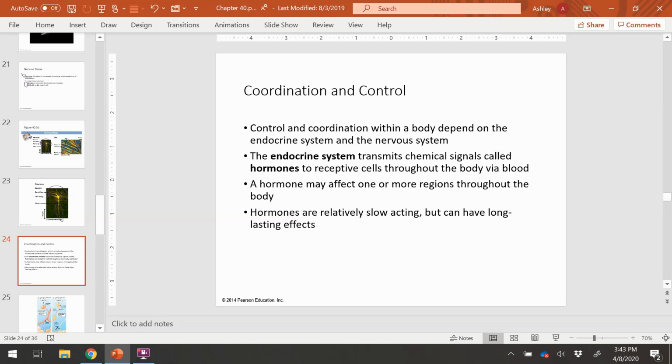Comparing our signaling pathways, we have two systems that conduct signals. One is the endocrine system, which transmits chemical signals that we call hormones to receptive cells in the body through the circulatory system, through the blood. Only certain cells will receive and bind that hormone and then cause a change in response. This hormone may affect one or more regions throughout the body, and they are usually slow acting but have long-lasting effects.